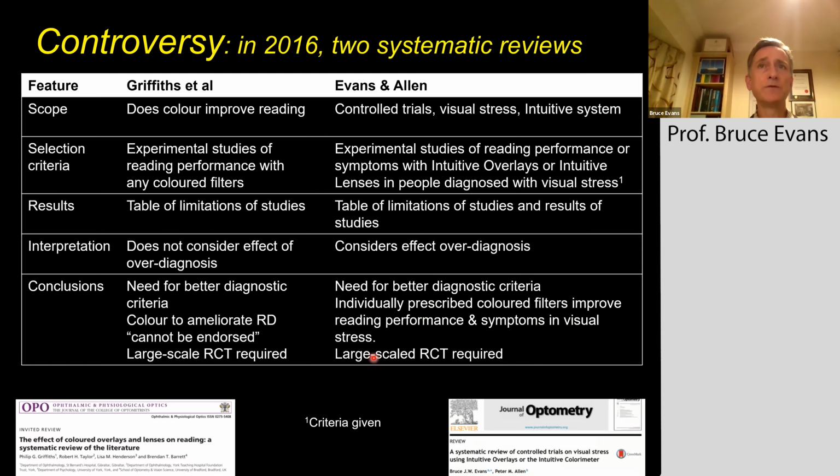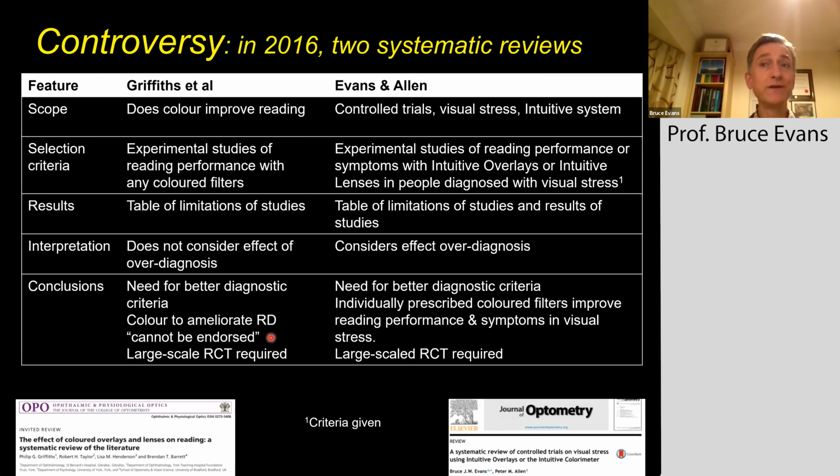And to give an example of this, in 2016, there were 2 systematic reviews published, the one by Peter Allen and myself, and one by Griffiths and colleagues. And our systematic review looked at studies that had selected for visual stress. The other review didn't. And our conclusions were that visual stress exists and coloured filters seem to help in visual stress, whereas the other review felt that coloured filters as a therapy could not be endorsed.